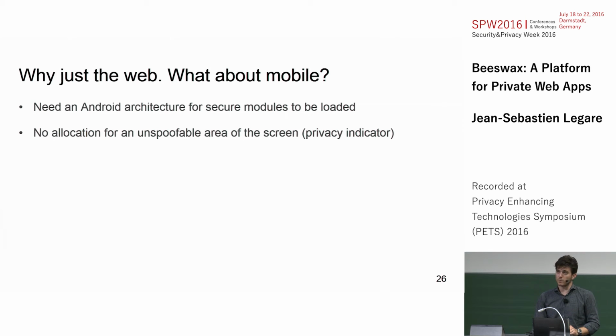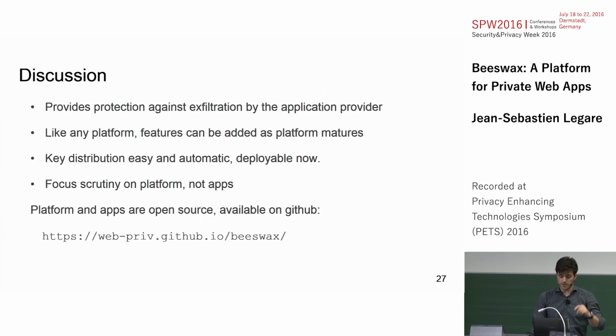So I talked about just covering the web. And the question is sort of left to future work, but what about mobile? Is there a way to do something similar for mobile? In Android in particular, it'd be great if there was a way for secure modules to be loaded so you can monitor what the application does. And again, if we wanted to port a privacy indicator to mobile, we'd need a way to reserve parts of the screen to indicate to the user whether or not it's interacting with a private part or not.